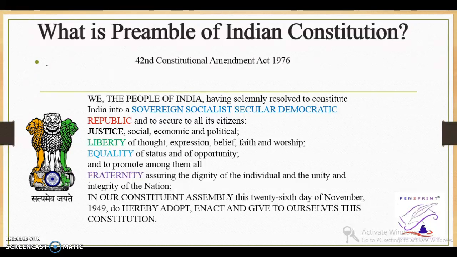We, the people of India, having solemnly resolved to constitute India into a sovereign, socialist, secular, democratic republic, and to secure to all its citizens justice, social, economic, and political, liberty of thought, expression, belief, faith, and worship, equality of status and of opportunity, and to promote among all fraternity, assuring the dignity of the individual and the unity and integrity of the nation. And this preamble was adopted and enacted on 26th November 1949.